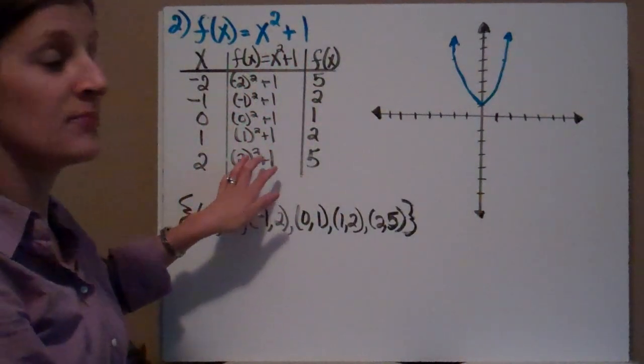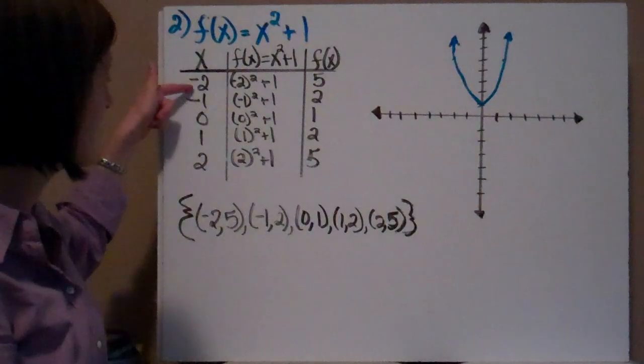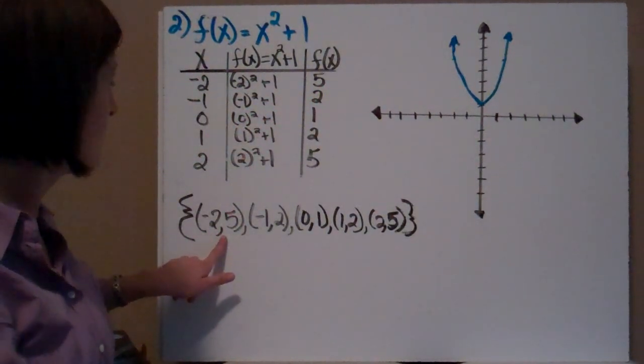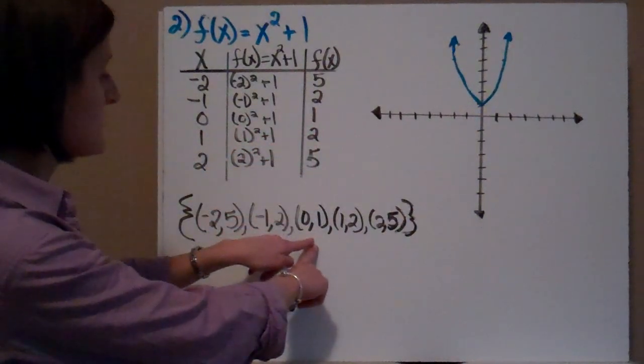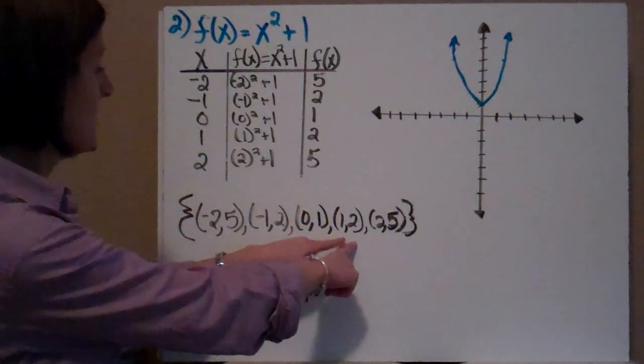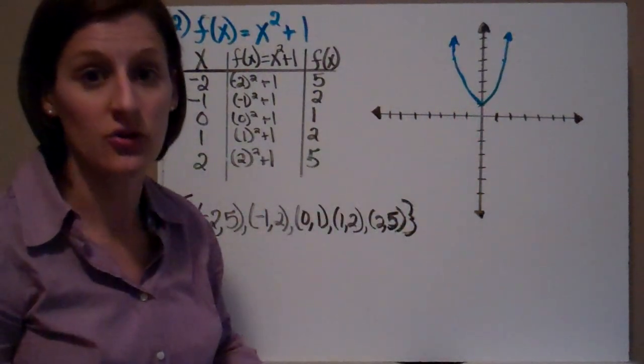So here I have my inputs and my outputs to make up my coordinate points. So -2, 5 is one. -1, 2 is another point. 0, 1 is a point. 1, 2 is a point. And 2, 5 is a point. Now I'm going to come over here. I'm going to graph them.